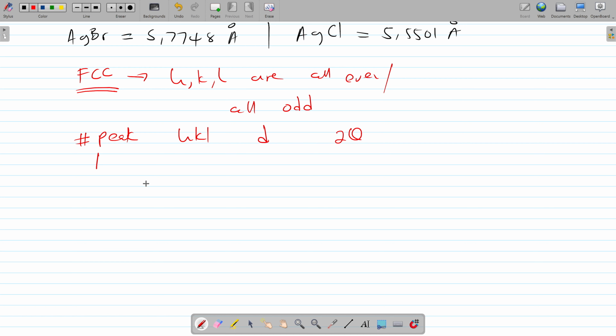So for the first peak here, since this rule says H, K, and L have to be all even or all odd, we are going to write 1, 1, 1, right? That's our first plane. Remember, 1 is an odd number, right? But you can't write 1, 0, 0 because 0 is even. It's strange, but somehow 0 is even.